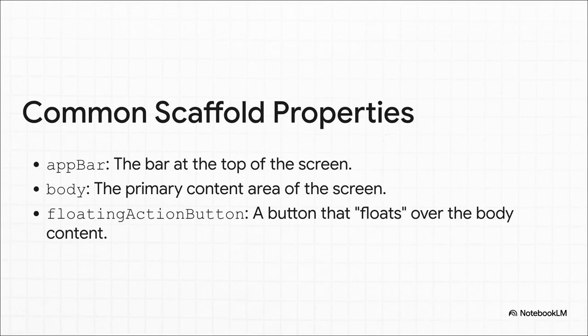A scaffold basically comes with a bunch of helpful named slots that you can just plug your own widgets into. The most common ones are the app bar, that's the slot for the bar at the very top. Then there's the body, that's the main big area in the middle where all your stuff goes. And it even has a slot for a floating action button. You know, that big round button that kind of hovers over the content in the corner. You just tell the scaffold what to put in each slot, and it handles the rest.